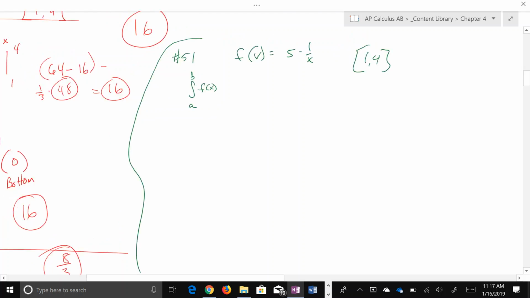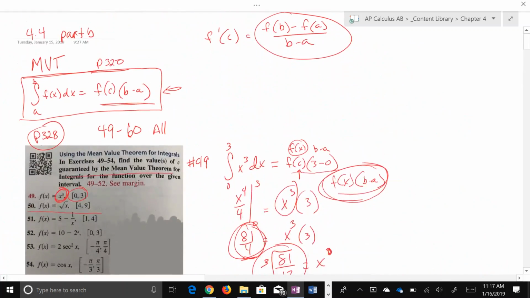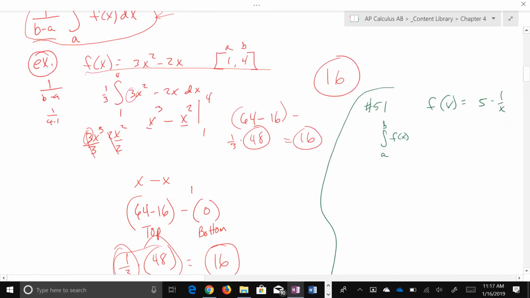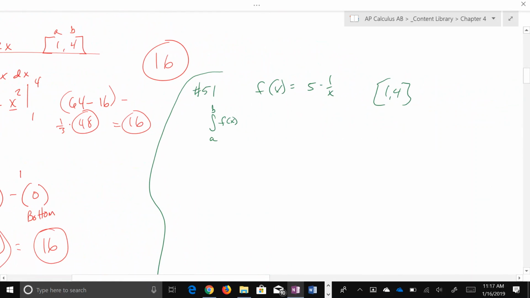Okay, well, let's go look at it real quick. And you set it equal to the function times b minus a. Okay? And what you're looking for is the x value. You're looking for that c. Okay? So here we go. We set it up like this.